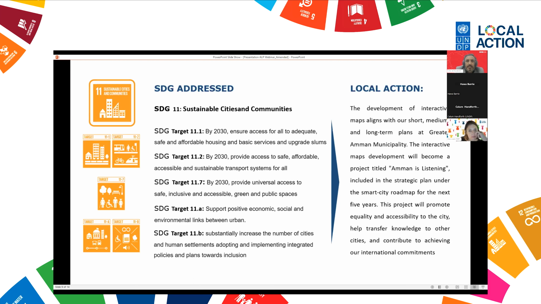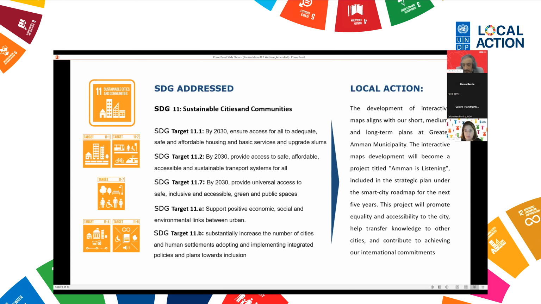About the SDGs addressed: Greater Amman Municipality is committed to the sustainable cities and communities goal, with the target by 2030 to ensure access for all to safe and affordable housing and basic services. The international maps are aligned to our short and long-term plans. Amman municipality has a lot of maps and international maps. So we titled it Amman is Listening, including a strategic plan and the smart city roadmap.